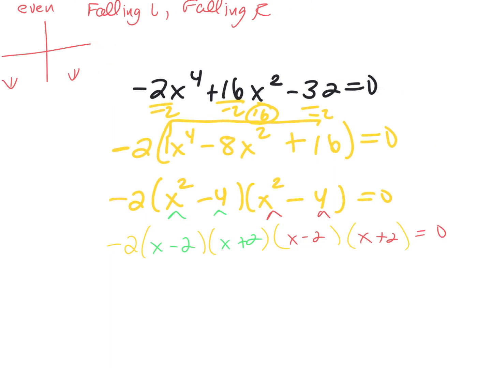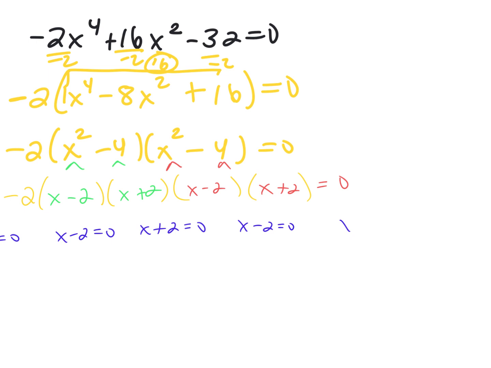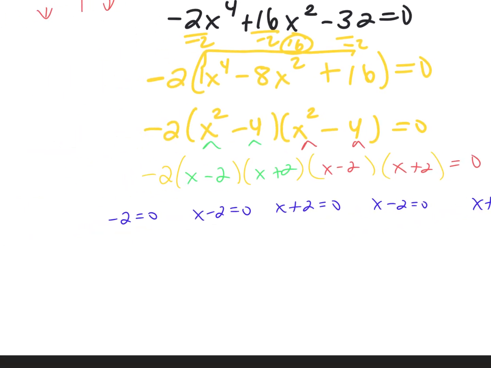0. All right? We have fully factored this, but we have not answered the question yet. The question is, what are the zeros? So now what do I do with each piece of information that I have? Set everything equal to 0. Watch what I do here, guys. -2 equals 0. X minus 2 equals 0. X plus 2 equals 0. X minus 2 equals 0. And x plus 2 equals 0. Does -2 ever equal 0? No, so this is not part of our solution.